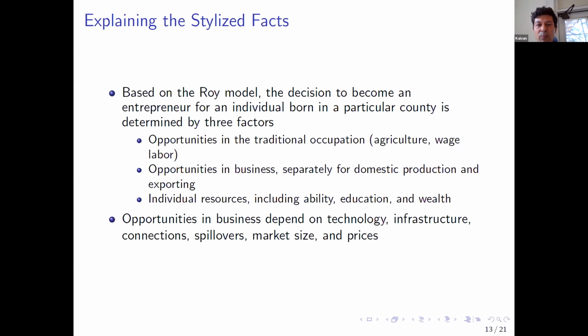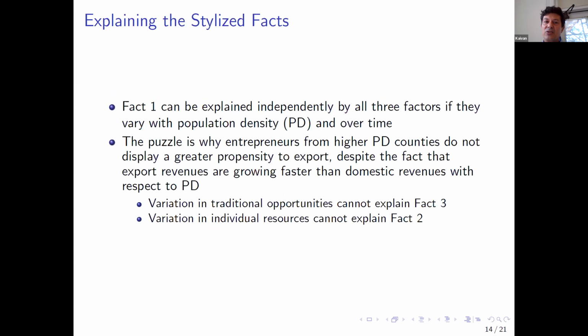Okay, so we want to have a model. As I said, the Roy model, despite its simplicity, is really good at thinking about these decisions. You can make this as general as you want it to be. And now let's ask ourselves, which component of the Roy model can explain these stylized facts? So let's start off with the first stylized fact, which was that the entry of firms is increasing in population density more steeply over time. Now, it turns out that all of these factors can explain this.